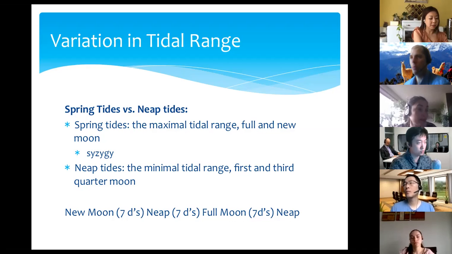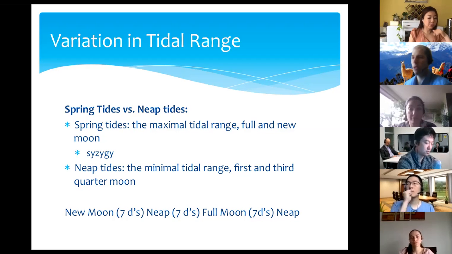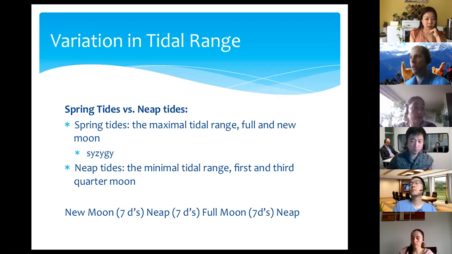So spring tides happen twice a month around new moon and full moon. At that time, the moon and the sun are aligned relative to the earth. Astronomers refer to this alignment as syzygy. It comes from the Greek word syzygy, I believe I pronounce it right, which means union.